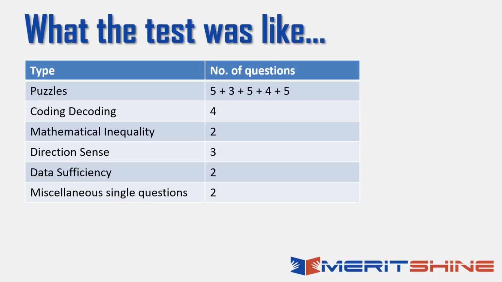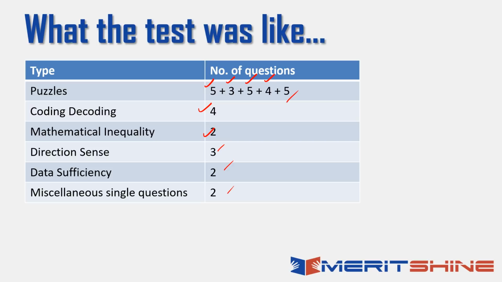So I'll just remove myself from the screen then. This is the structure of the test, right? So we start with puzzles. First question was a puzzle, 5 marker, then a 3 marker, then it was coding, decoding, mathematical inequality, then another puzzle, 5 marker, then a 4 marker puzzle, and then direction sense, data sufficiency, miscellaneous, and one puzzle in the end. So that was the structure of the question paper.